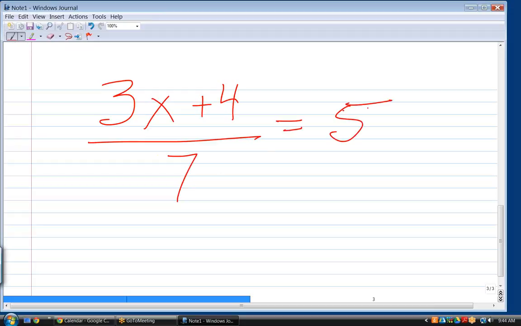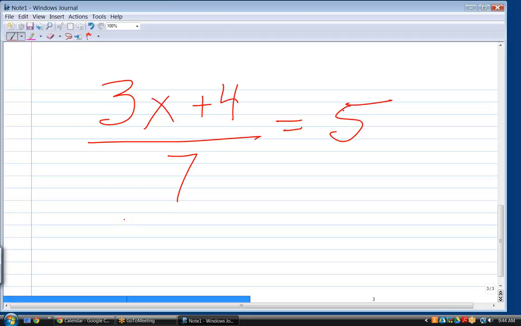Now notice this is different. Not just because it's plus 4, but there's no parentheses on top. Okay? So what's a good first step here? Get rid of the 7. Yeah, getting rid of the denominators is always a good first step.